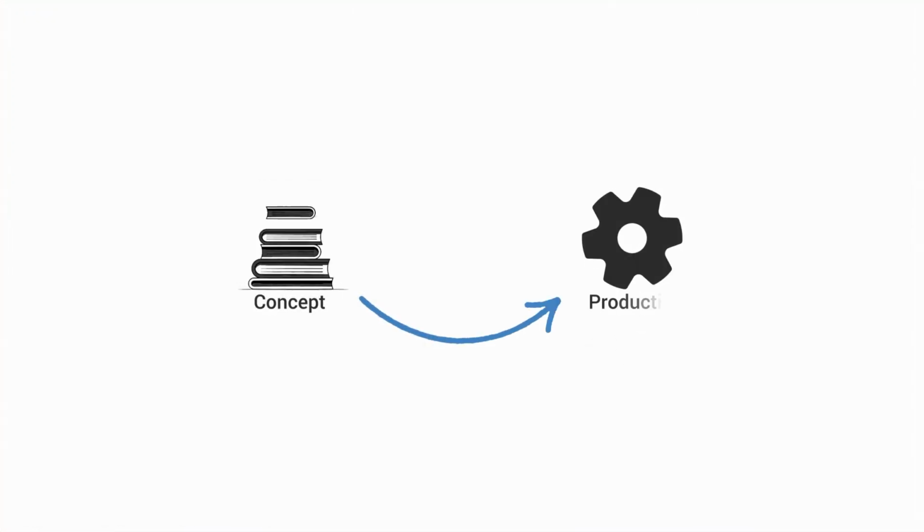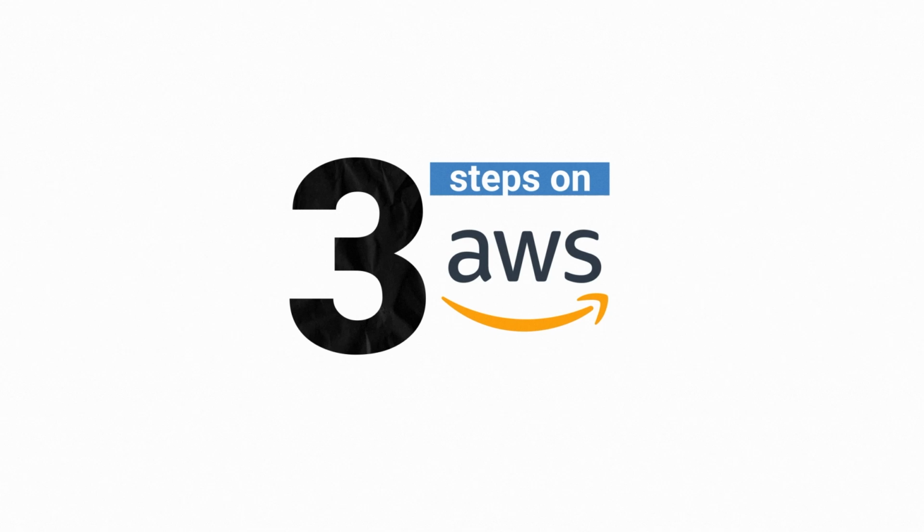Welcome to our deep dive into the world of enterprise AI, where innovation meets real-world impact. We are going to learn how to take RAG systems from concept to production in just 3 steps on AWS. By the end of this, you will know exactly how to turn your ideas into real working solutions.